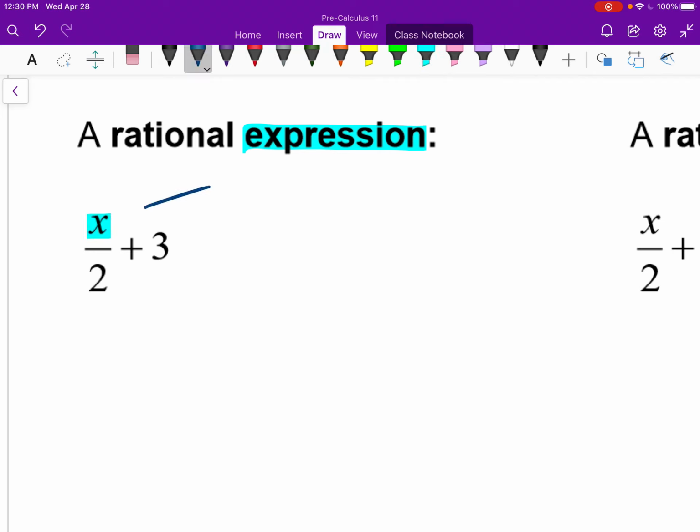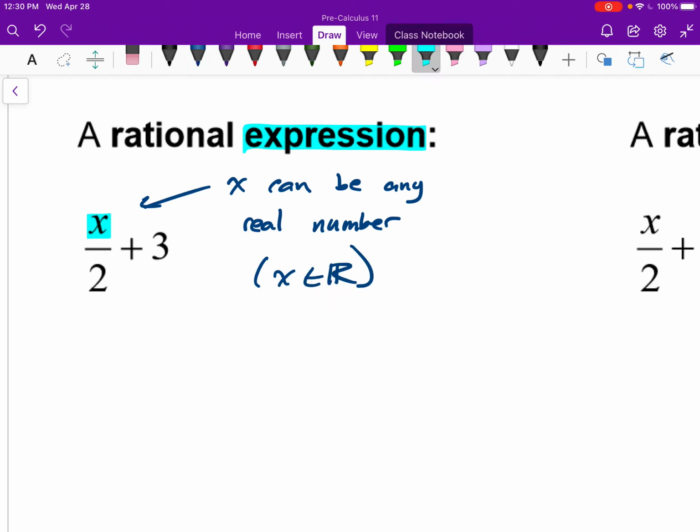And what is x? X can be any number. In this case, there's no restrictions, so x can be any real number. Or if you want to use the fancy notation, we can say x belongs to the real numbers, which means you can pick any number you want for x, and then go divide by 2 and add 3. That's an expression. In this case, x can be anything. It doesn't equal anything, and that's what we've been focusing on for the last several lessons.